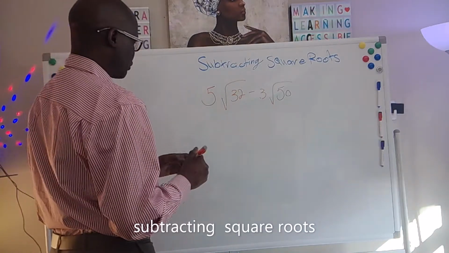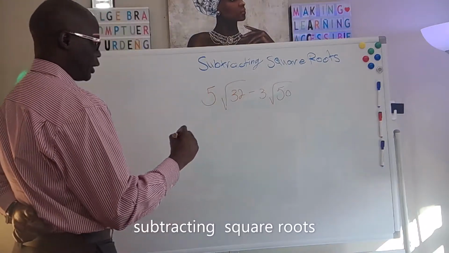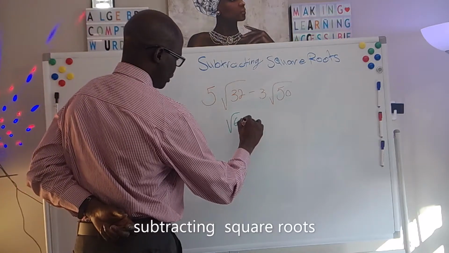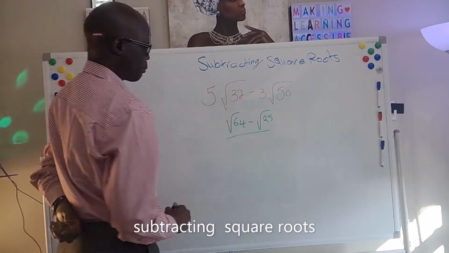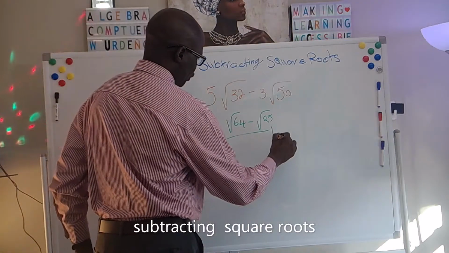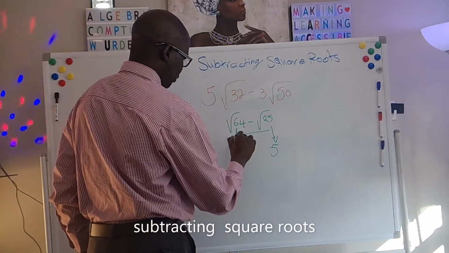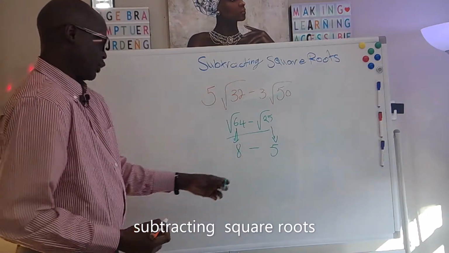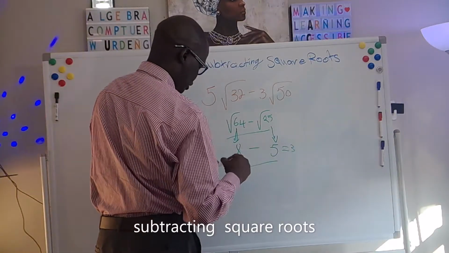We can use a subtraction to subtract a square root. If you have a normal one, like the square root of 64 minus the square root of 25, let's say for example, we know the square root of 25 is 5, and we know the square root of 64 is 8. And as you can see here, the answer should equal 3.